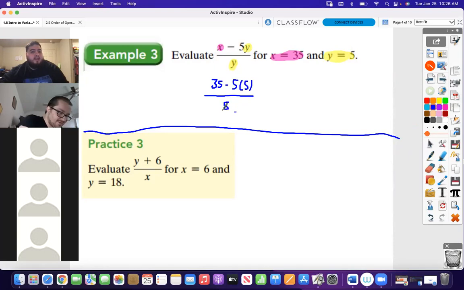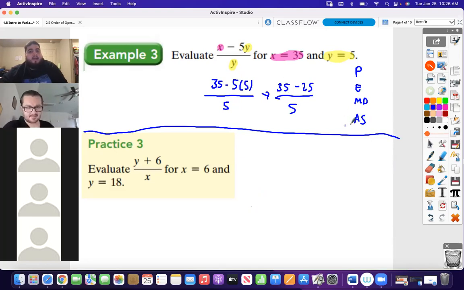So the bottom is already kind of simplified for us, right? We just had to mess with the top. So for the top, remember PEMDAS, right? Am I going to go ahead and subtract 35 take away 5, or am I going to do 5 times 5 first? 5 times 5. Excellent. So 5 times 5 is 25. So then we get 35 minus 25 over 5.